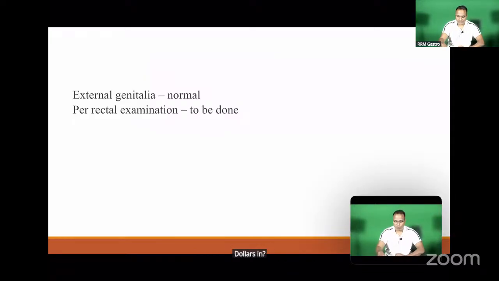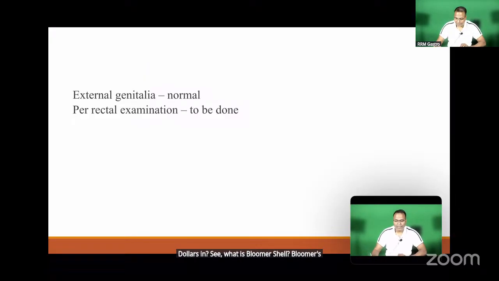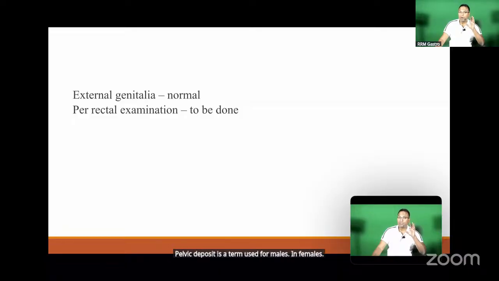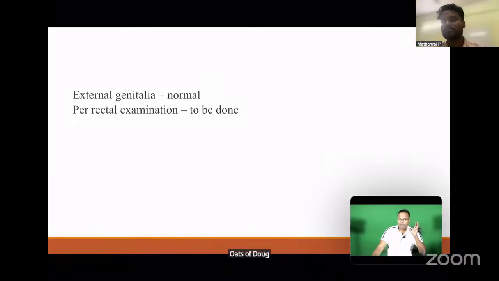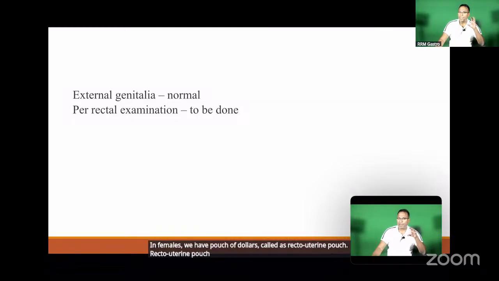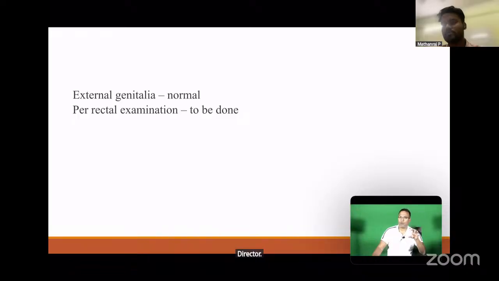See, what is Blumer's shelf? Blumer's shelf is a deposit in the pelvis. Pelvic deposit is a term used for males. In females, we call it the pouch of Douglas, the recto-uterine pouch. A deposit in the recto-uterine pouch is Blumer's shelf. In males, there is no recto-uterine pouch, so any deposit is in the recto-vesical pouch.